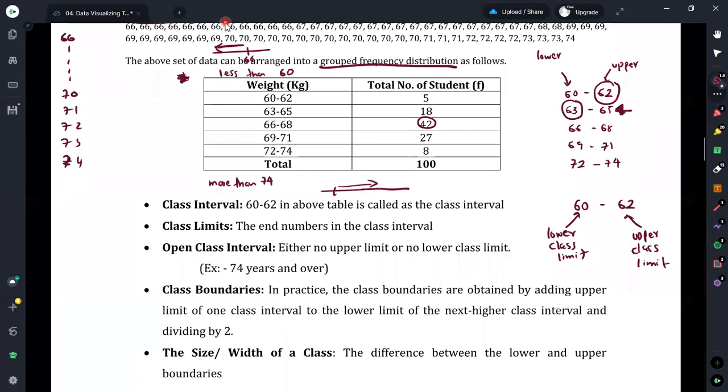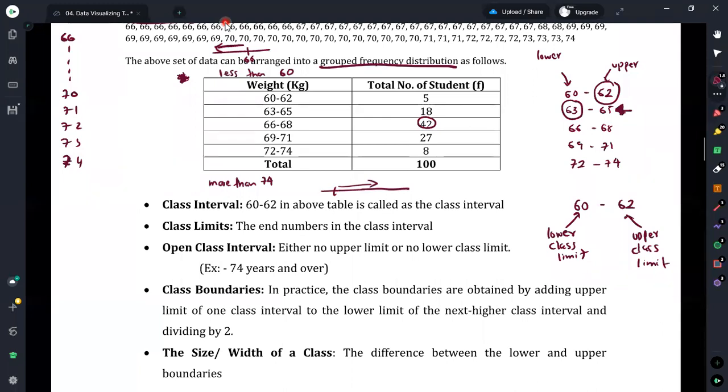Then we will move on to the class boundaries. The class boundary is the maximum value that we can consider for the class that we are assigning. Generally, class boundaries and class intervals are two different terms. Generally, we calculate these class boundaries by adding the upper limit of one class and the lower class limit of the next higher class and dividing by 2.